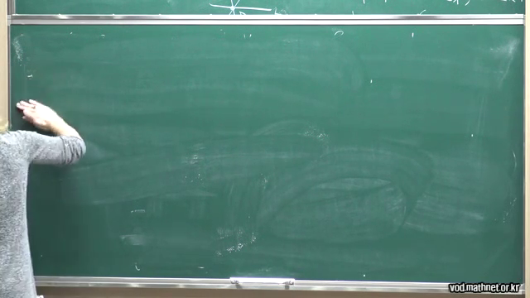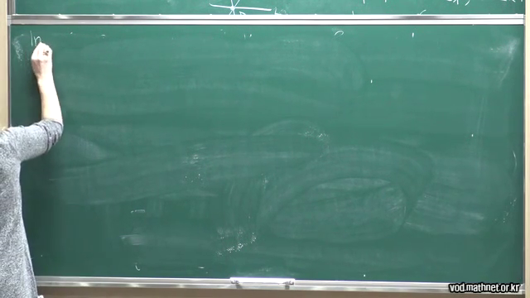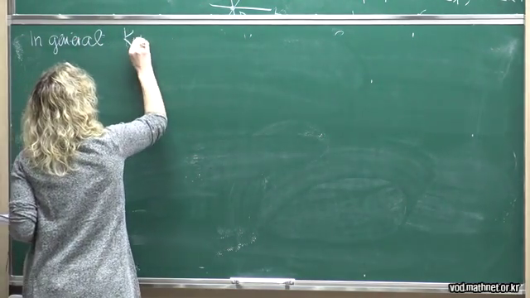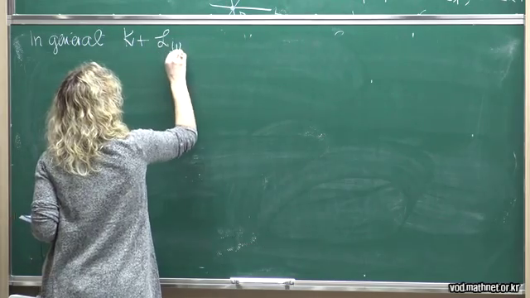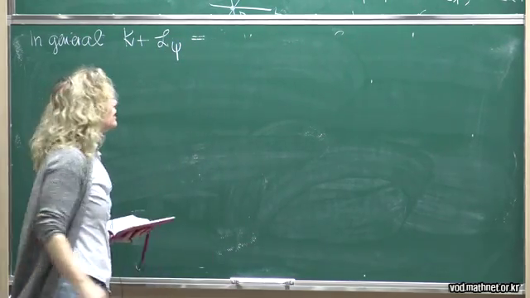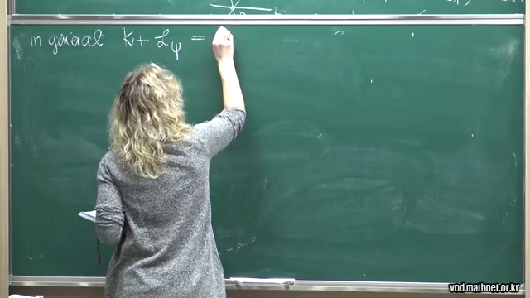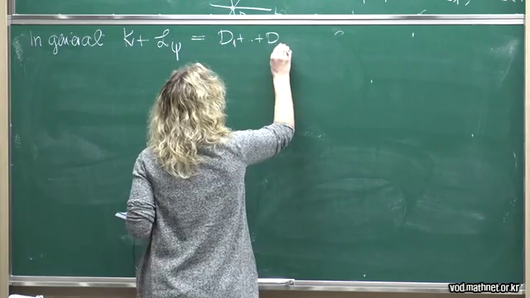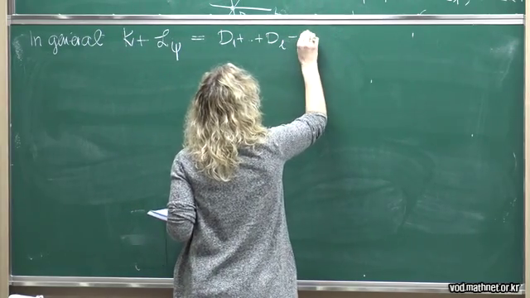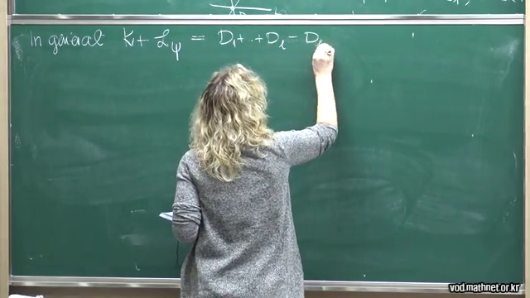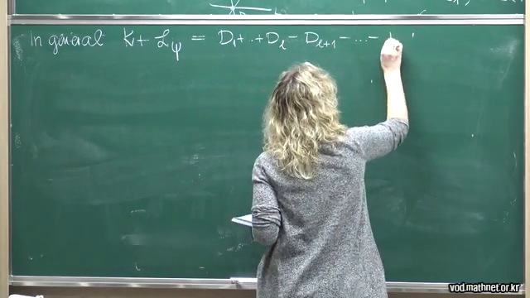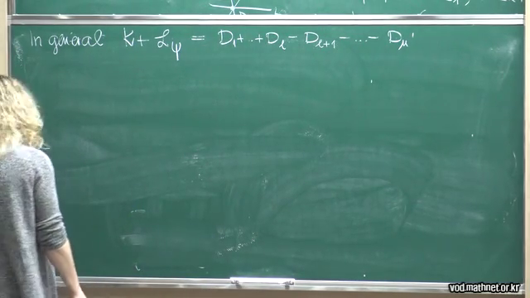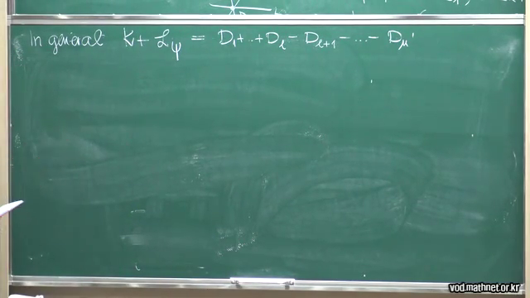Just to give an example, in general K plus L psi will be of the form something like D1 plus D L minus D L plus 1 minus D mu. Okay? And we reduce this step by step to this case.